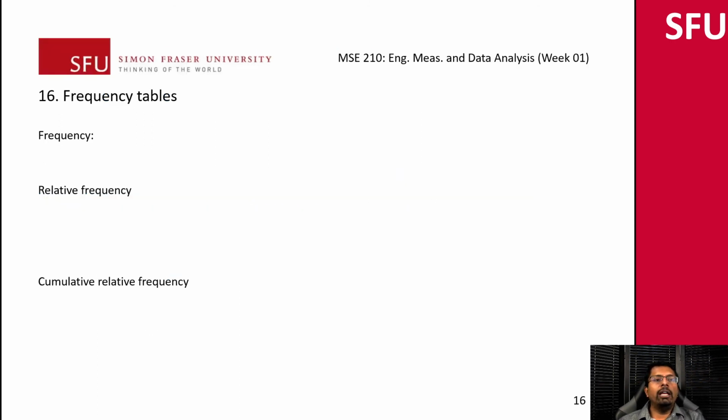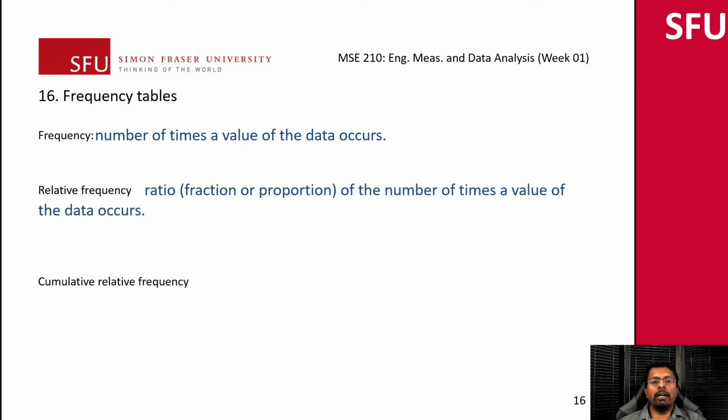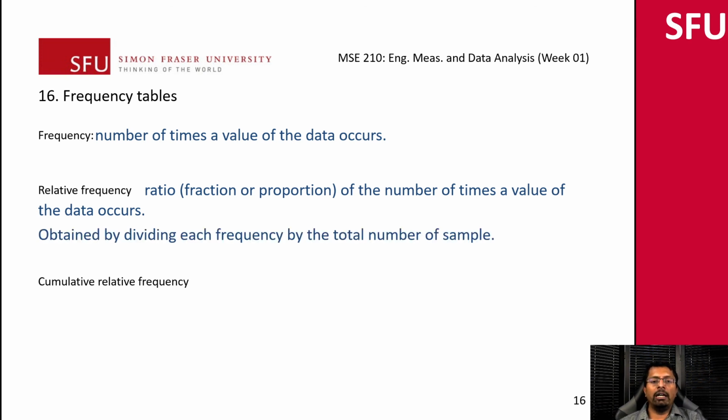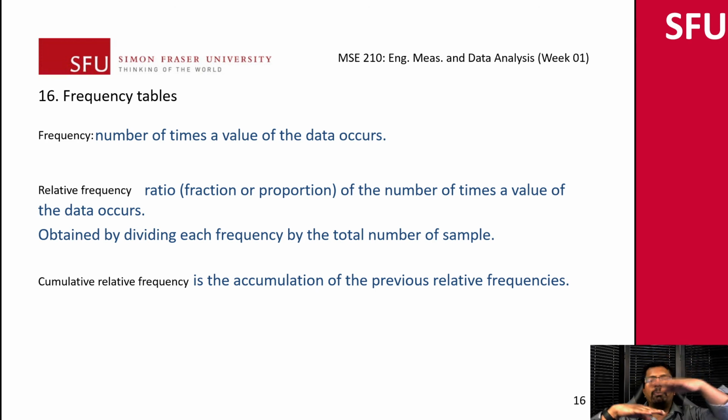Next we're going to be looking at frequency tables. First we'll define what a frequency is. Frequency is the number of times a value occurs in the data. We can also think about relative frequency, the fraction or proportion of the number of times the value occurs in the data relative to the sample or population size. This is obtained by dividing each frequency by the total number of samples. Cumulative frequency is the sum of all the previous frequencies.